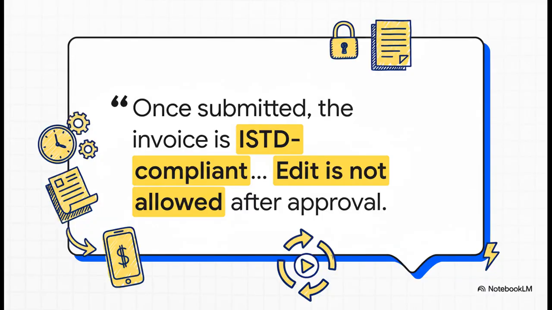Now, this right here is super important to remember. Once you hit Create, that invoice becomes a final, compliant document. Basically, it means it meets all the specific tax and data standards, which is great because it keeps your records accurate and tamper-proof. But it also means you really want to double-check everything before you click that final button, because you can't edit it after.